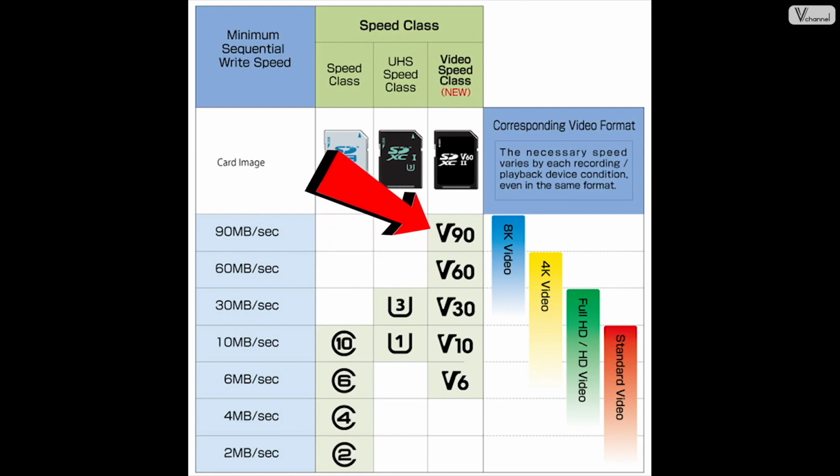So after understanding this information, we will choose the most suitable memory card for our equipment, so we don't have the problem of low speed not satisfying the equipment, or wasting money because the speed is much higher than what the equipment wants. And you know, the price difference in this speed range is pretty high.